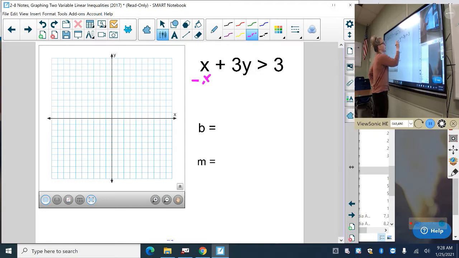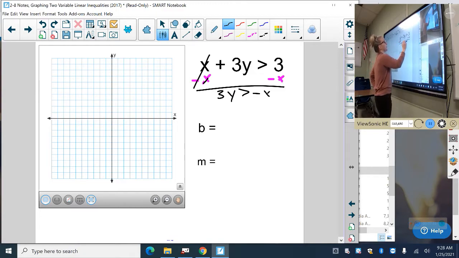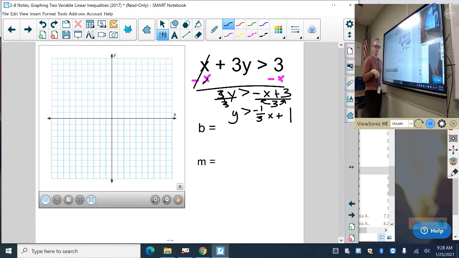I'm going to subtract x. Oh, I need to change that. Subtract x from both sides. And I have 3y is greater than negative x plus 3, and then I'm going to divide by 3. And if you remember, I'm going to distribute the 3 into each part. So I have negative 1/3 x plus 3 over 3, or also 1.